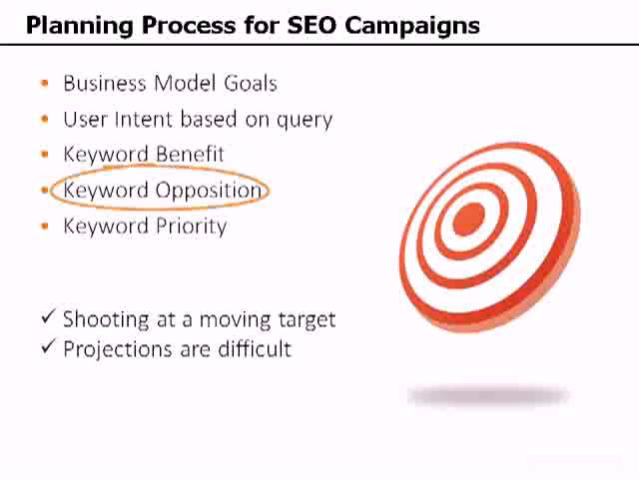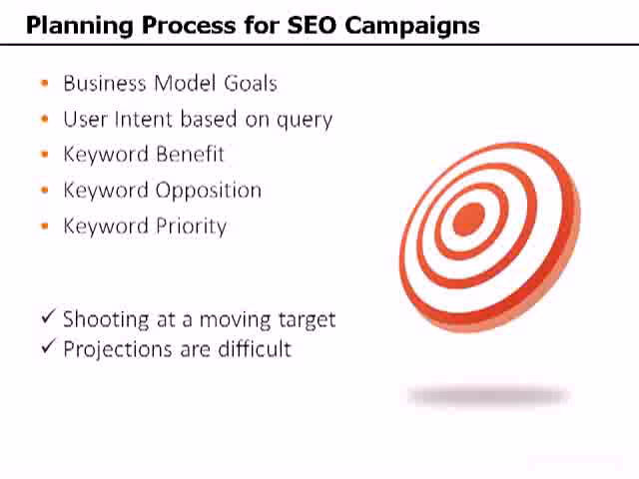And that opposition is going to change over time as we go through our SEO campaign over the course of 6 months or a year. Our competitors are going to change, and they're going to be moving along with the changes in their website as well. And because of that, we need to establish our keyword priority. We need to understand that we're shooting at a bit of a moving target.